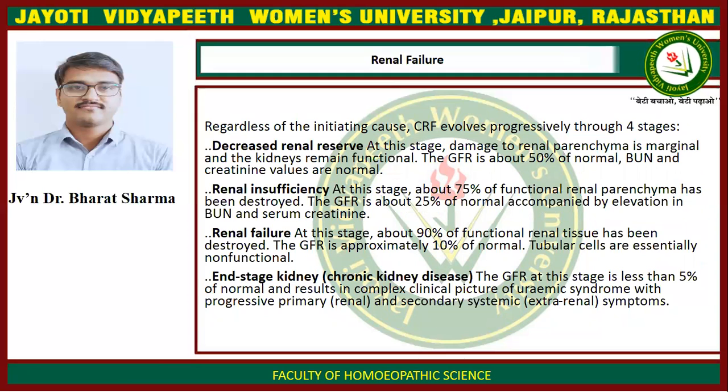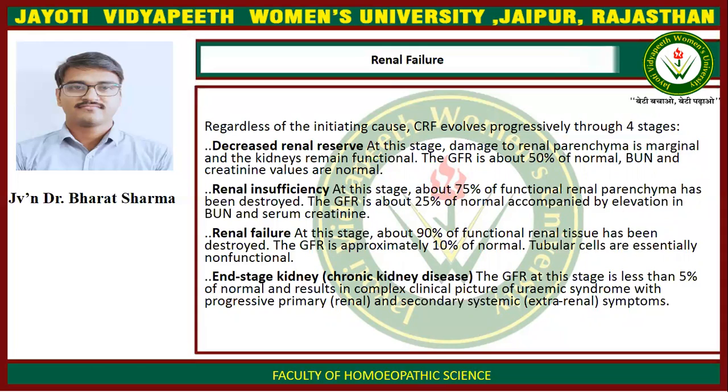Decreased renal reserves. At this stage, damage to renal parenchyma is marginal and the kidney remains functional. The GFR is about 50% of normal. BUN and creatinine values are normal. Renal insufficiency. At this stage, about 75% of functional renal parenchyma has been destroyed. The glomerular filtration rate is about 25% of normal, accompanied by elevation in byproducts of nitrogen and serum creatinine.